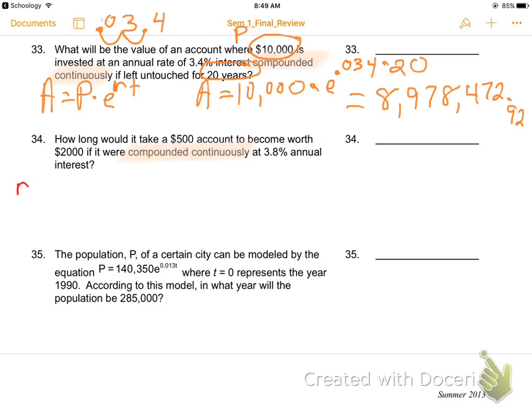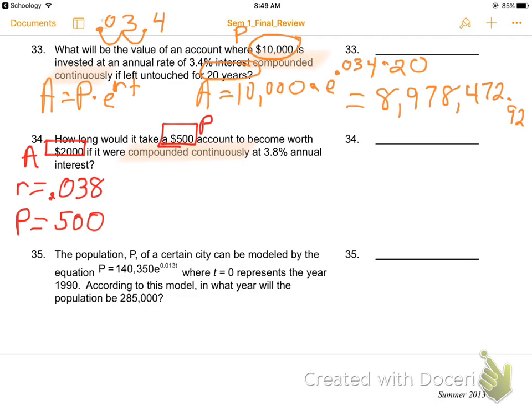3.8% tells me my rate is going to be, now remember I have to move it 2 to the left, so 0.038. Okay, what's the amount that I started with? I started with $500. It says, how long would it take $500? So my principal is $500. Now notice you're missing your time here, but they give me this other number, 2,000. Okay, that's how much they want you to have at the end. So that's going to be your A amount.